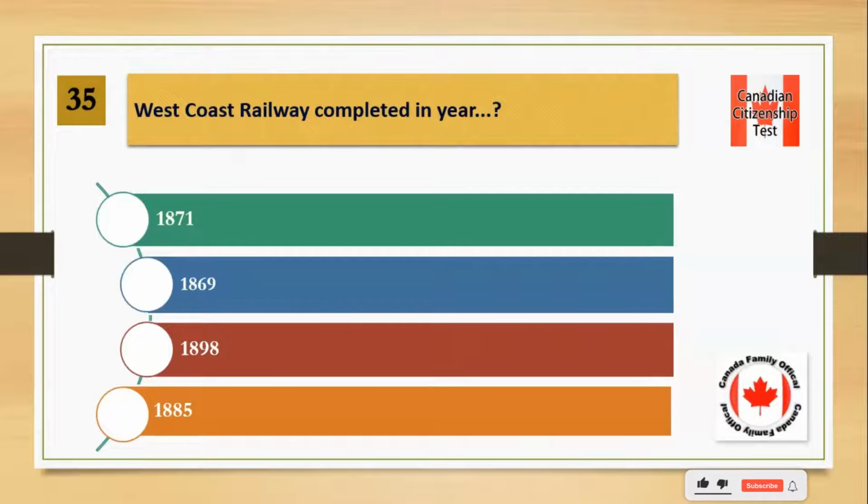West Coast Railway completed in year. Number 1, 1871. Number 2, 1869. Number 3, 1898. Number 4, 1885. And the answer is 1885.